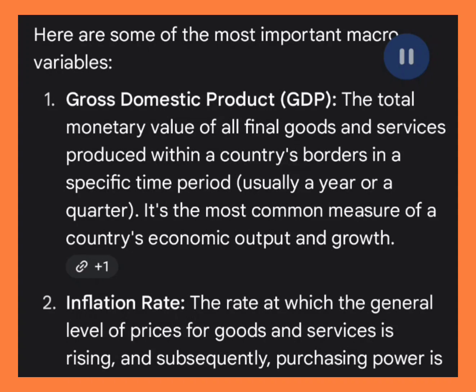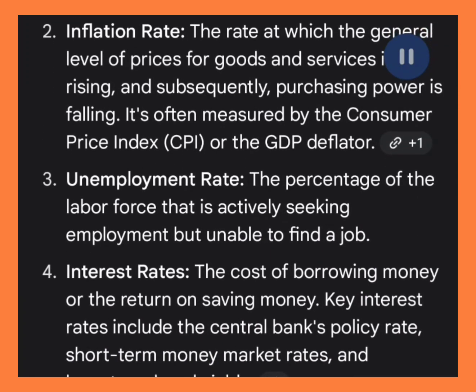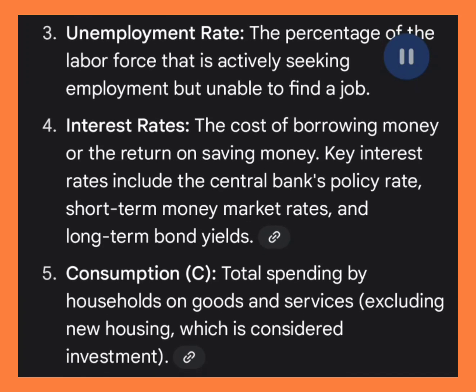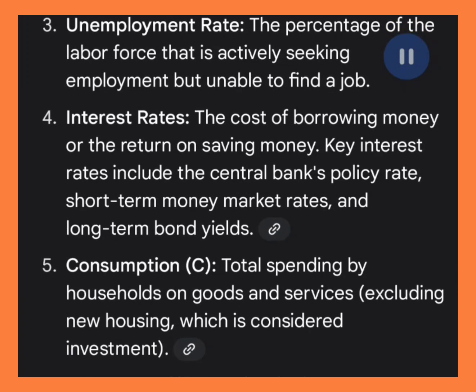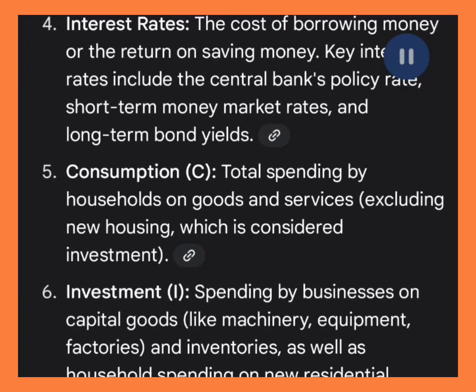2. Inflation rate. The rate at which the general level of prices for goods and services is rising, and subsequently, purchasing power is falling. It's often measured by the Consumer Price Index, CPI, or the GDP deflator. 3. Unemployment rate. The percentage of the labor force that is actively seeking employment but unable to find a job. 4. Interest rates. The cost of borrowing money or the return on saving money. Key interest rates include the central bank's policy rate, short-term money market rates, and long-term bond yields.